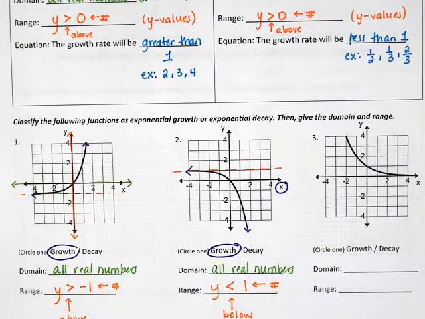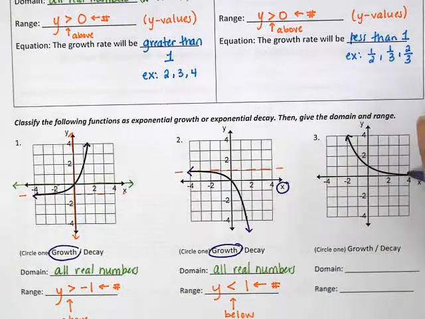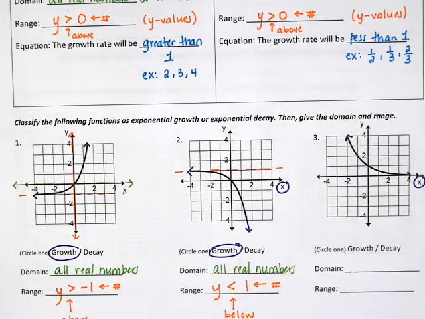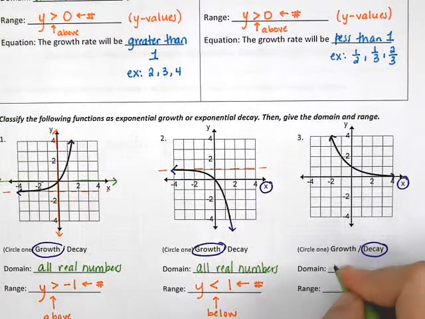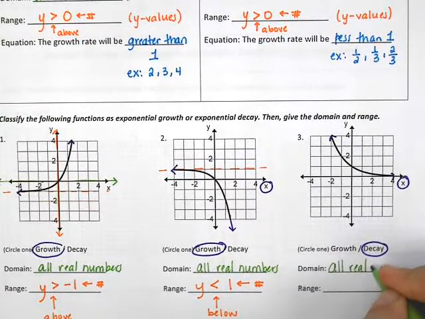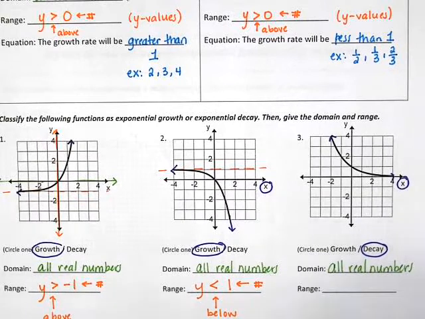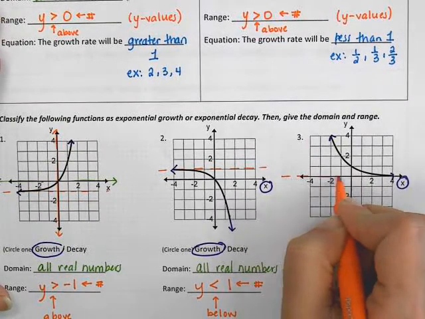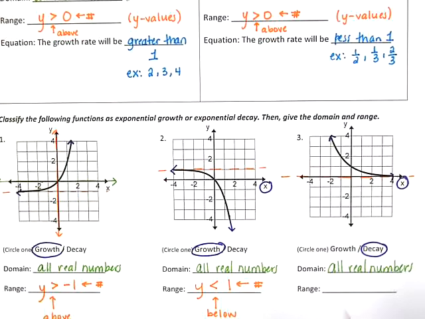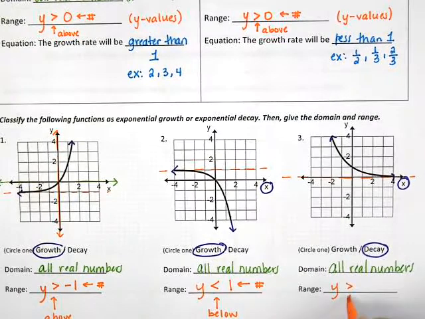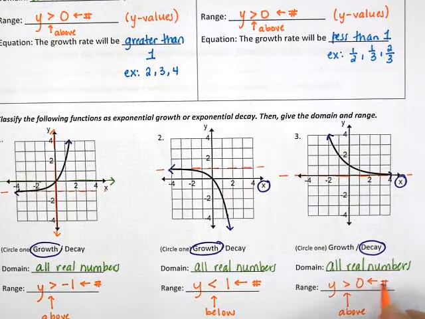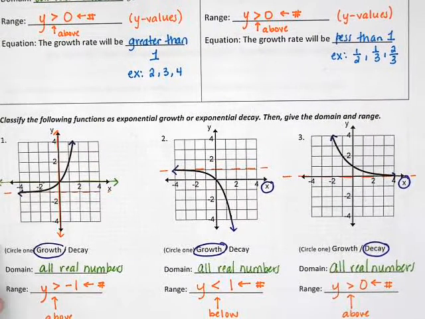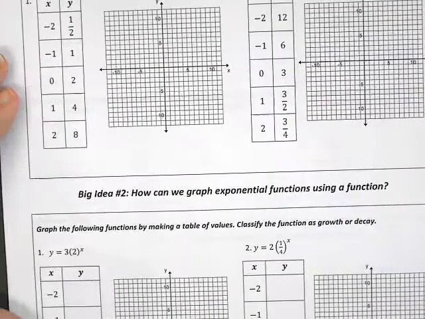For problem number 3, because this graph is going downhill and getting closer to the x-axis the whole time, we would say that this is decay. The domain would still be all real numbers because the graph never stops. It's going to go really far to the left and really far to the right. The range, however, would be, we're getting closer to 0, but we're always above there. So we would say that the y values are always above the 0, so greater than 0.